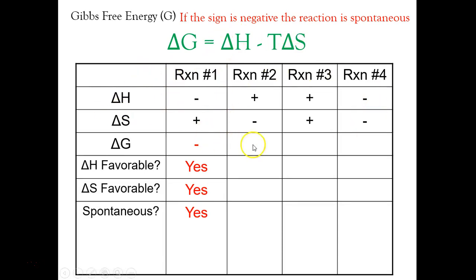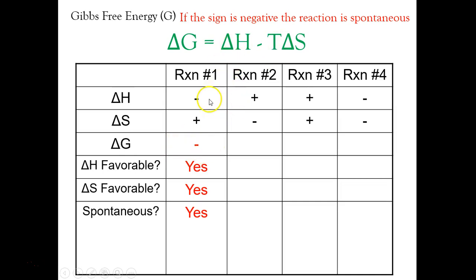Okay, so let's look at 4 hypothetical reactions. In the first reaction, delta H is negative. So that means this entire term is negative. Delta S is positive. So if this is positive, that means that this term is negative. So if this term is negative and this term is negative, delta G overall must be negative.